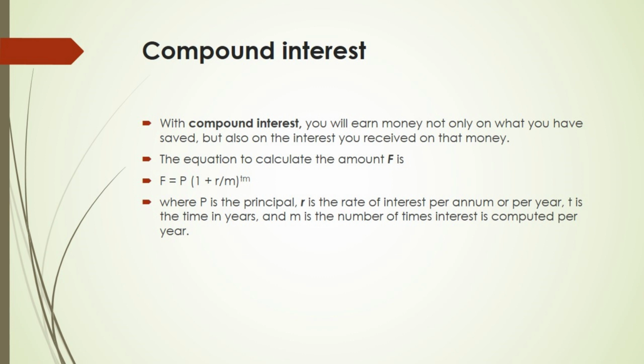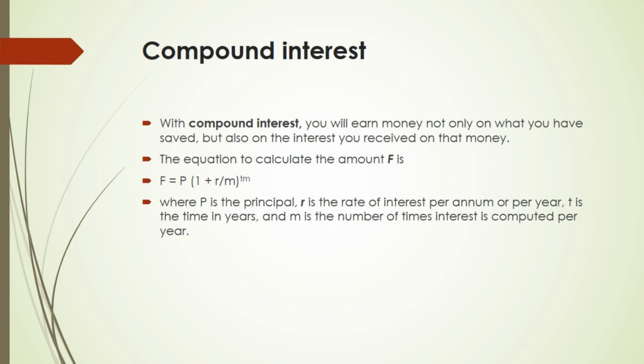Compound interest. With compound interest, you will earn money not only on what you have saved, but also on the interest you receive on that money. The equation to calculate the amount F is F equals P, open parenthesis 1 plus R over M, close parenthesis, with the power of T multiplied by M.